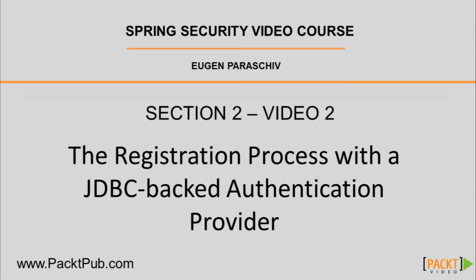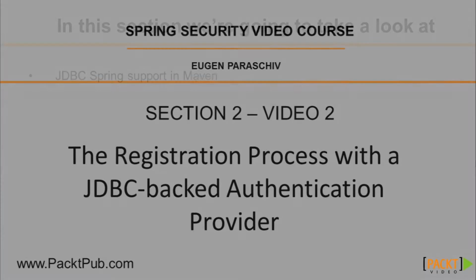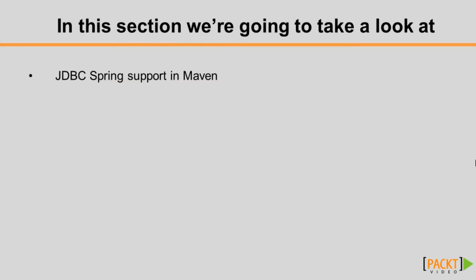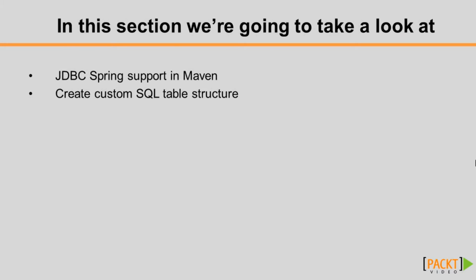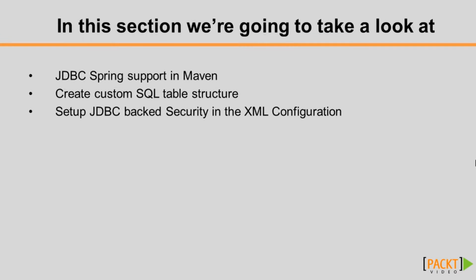In this video, we will finally implement a persistent authentication provider. We will start by adding JDBC support in our project. We will then create a database schema and a table structure that is going to be required by Spring Security. And finally, we will make use of the out-of-the-box JDBC support in Spring to persist newly registered users.